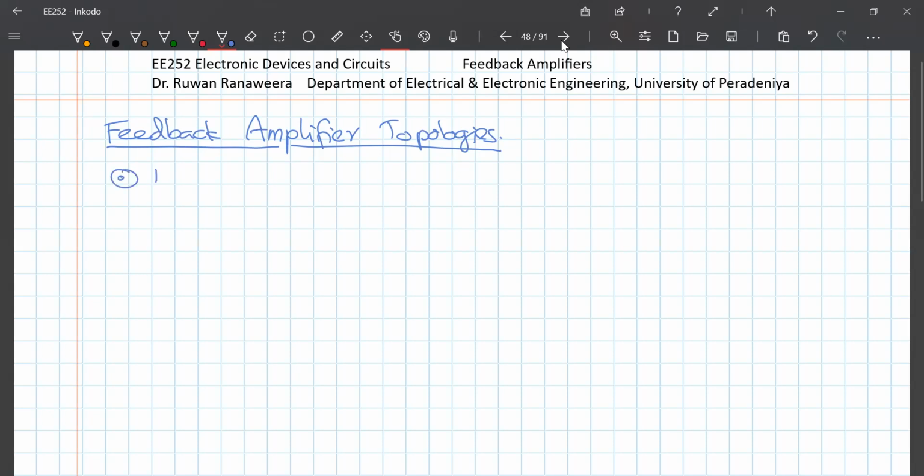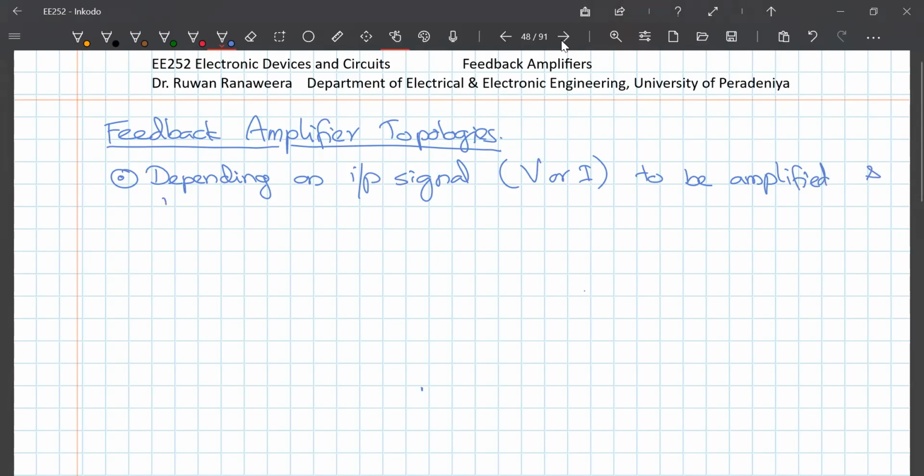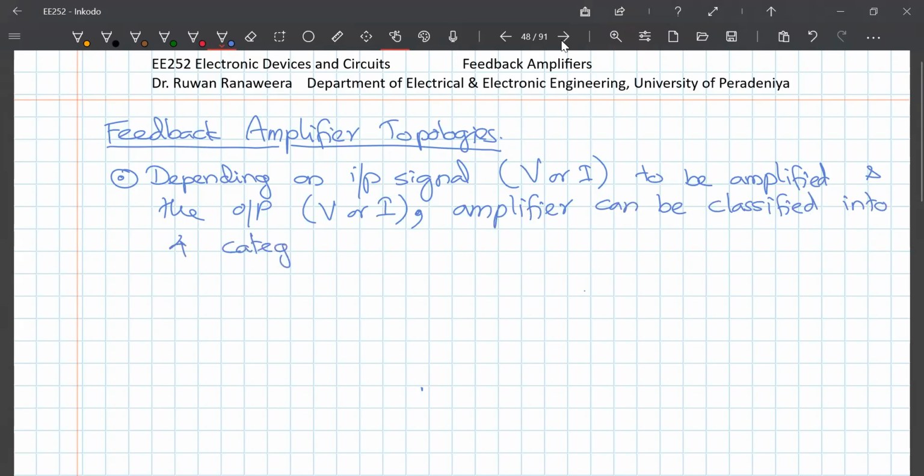Depending on the input signal, that can be voltage or current, to be amplified, and the output, again it can be a voltage or current. Amplifiers can be classified into 4 categories, right? You remember the 4 categories: voltage amplifier, current amplifier, transconductance amplifier, and trans resistance amplifier.